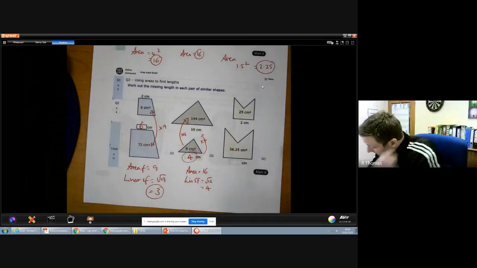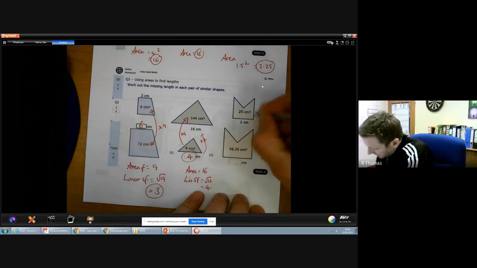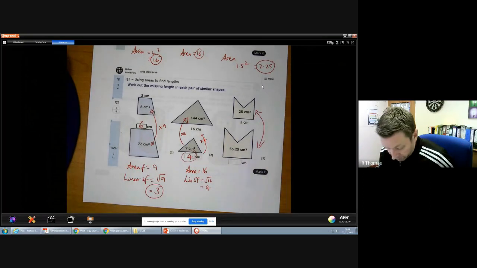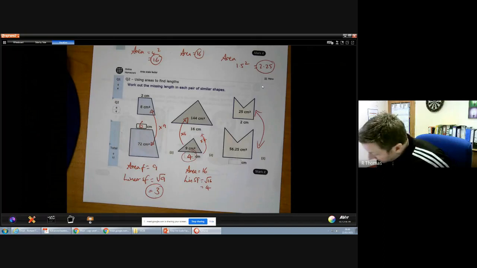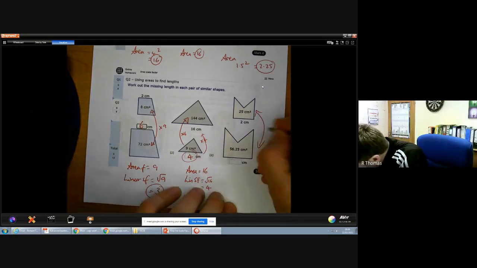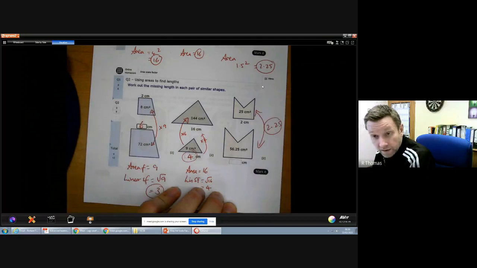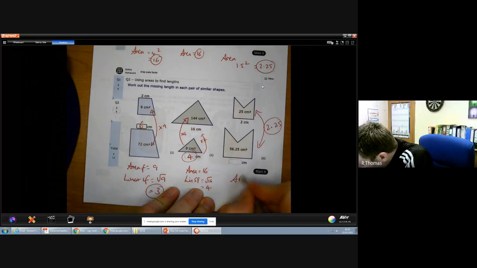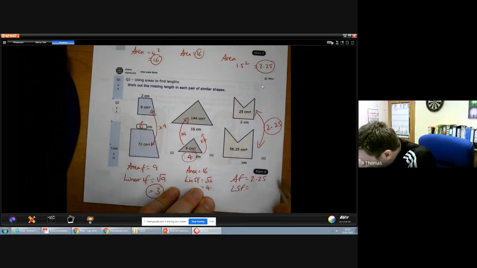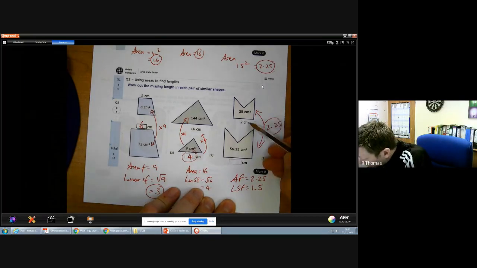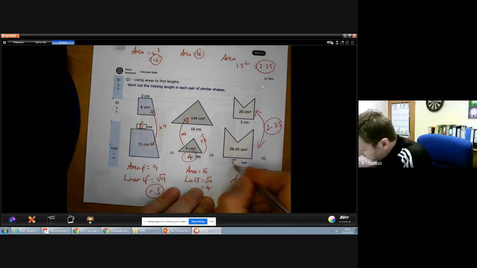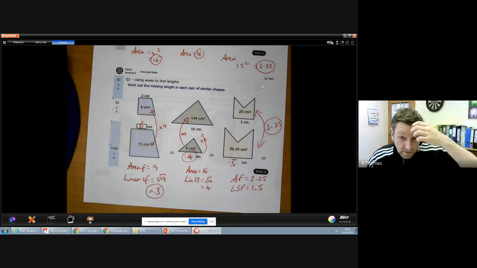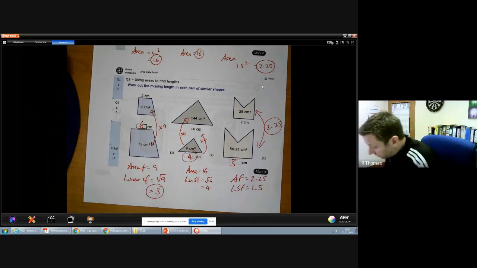And then the final one, to work out the area factor here, do 56.25 divided by 25. Which is 2.25. That's coincidental. We used that in question 1. So if the area factor is 2.25, the linear scale factor will be the square root of that, which is 1.5. Okay? So if this is 2, this here is 2 times 1.5, which is 3. Right, cool. No problems there. Let the calculator do all the work for you.